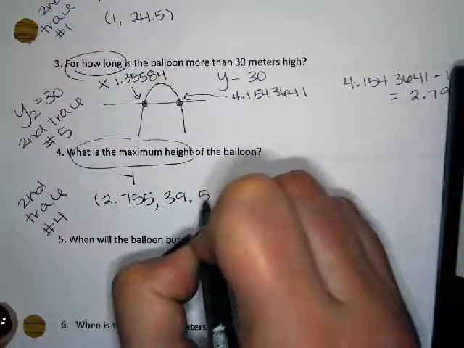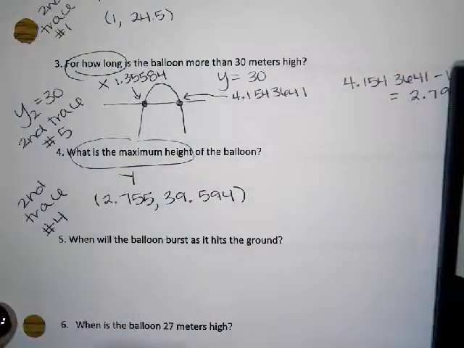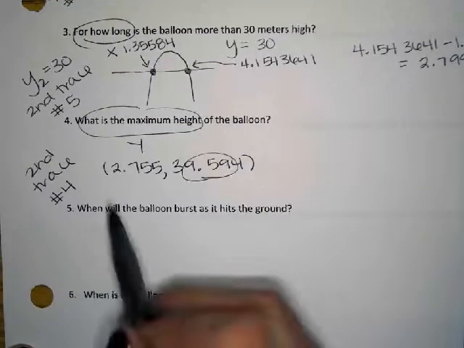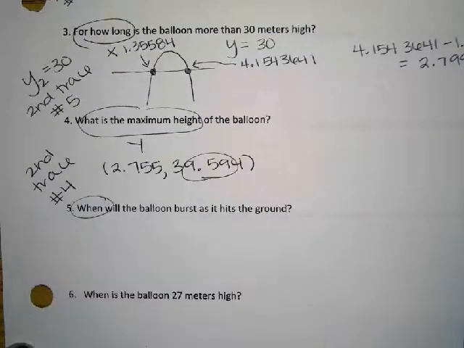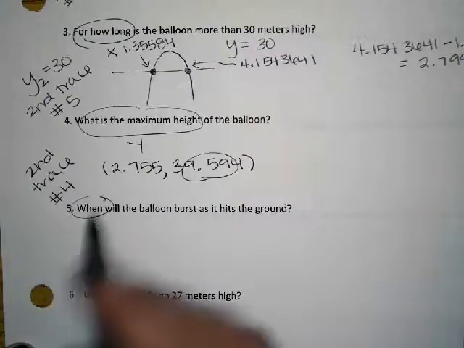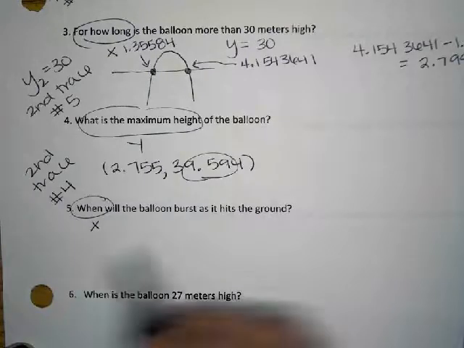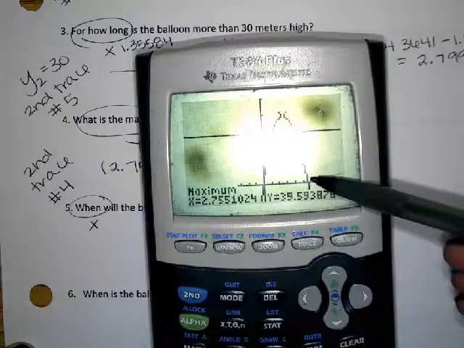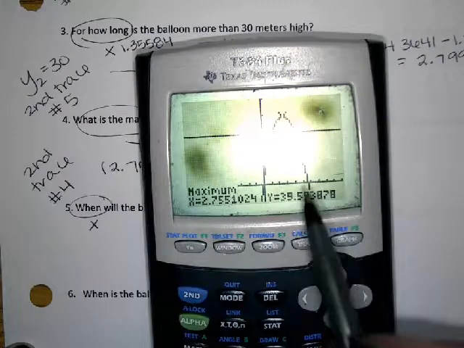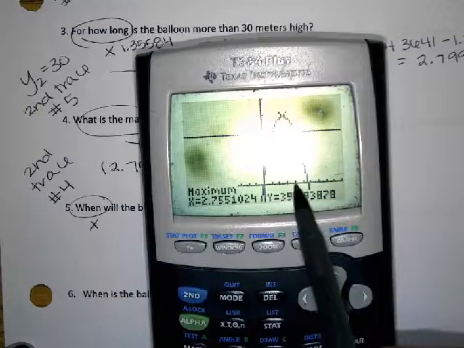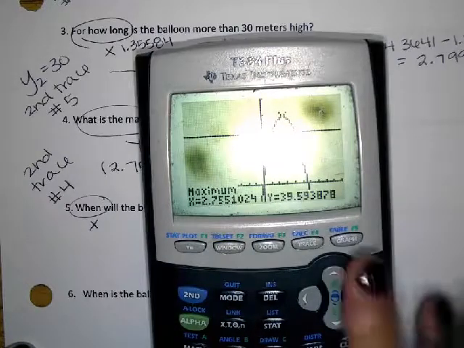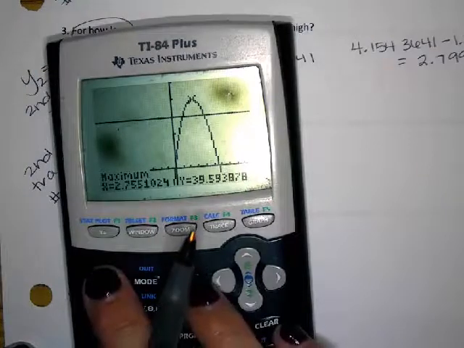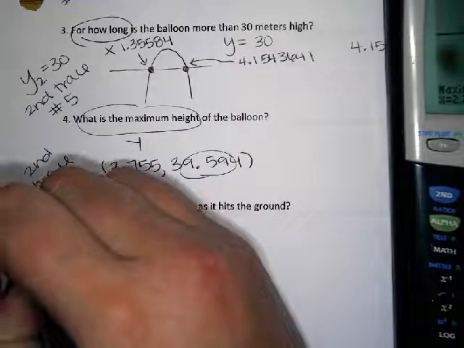Okay, the next question, when? When will the balloon burst as it hits the ground? When? Okay, so we're finding an X. And if it's hitting the ground, it's a 0. It's an X-intercept. Okay, so we knew how to do that. Can you guys tell where it is? 1, 2, 3, 4, 5. So it's between 5 and 6. Okay, so we're going to do second trace, number 2.